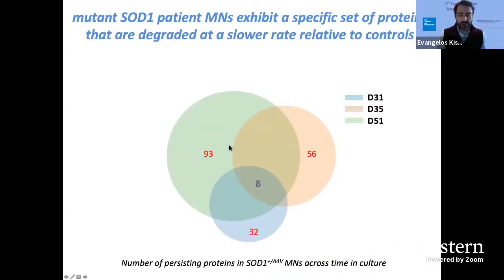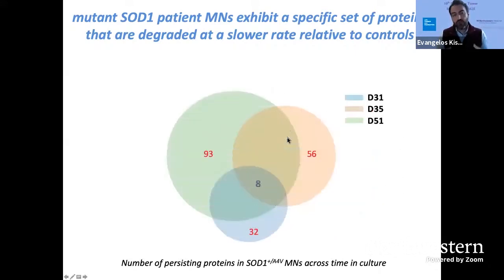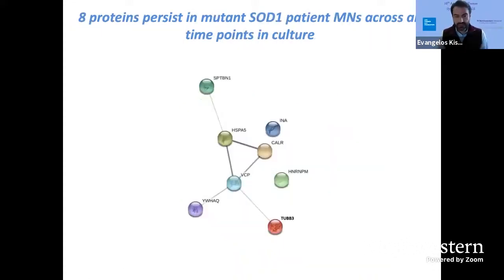You can look at this data in a number of different ways. There's a total of about 150 proteins that exhibit a slower rate of degradation relative to controls. If you perform pathway enrichment analysis, you get things like the unfolded protein response and chaperone-mediated autophagy. But we really wanted to focus on the most robust changes. And what caught our attention was that there were 8 proteins which are consistently degraded at a slower rate relative to controls across all time points in this experiment.